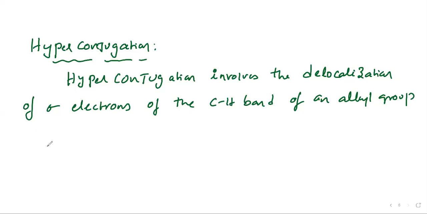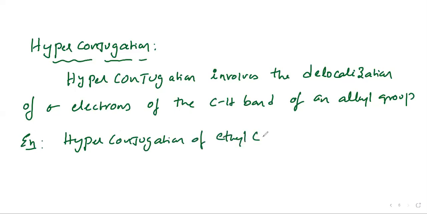Example, let us discuss the hyperconjugation of ethyl cation. Hyperconjugation of ethyl cation, students. So let us take H, H, H, carbon, H, H. This is the positive charge.